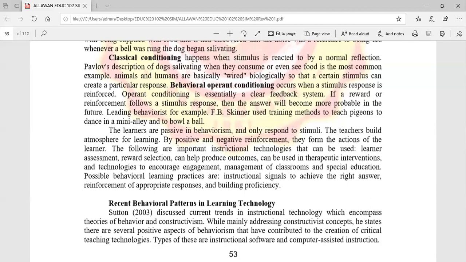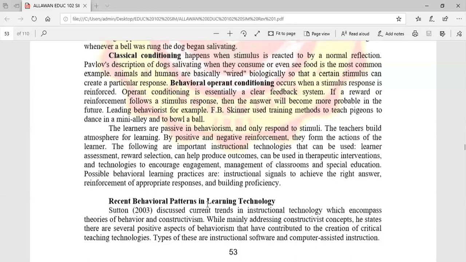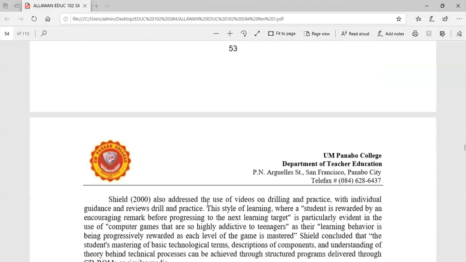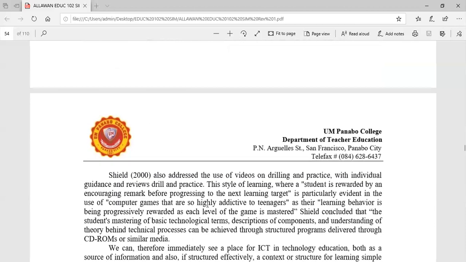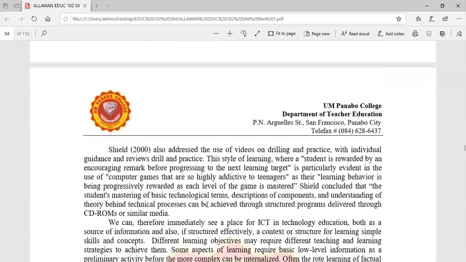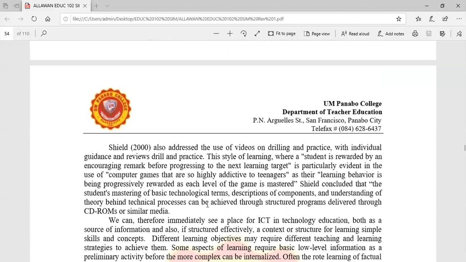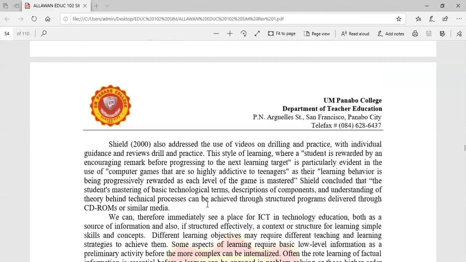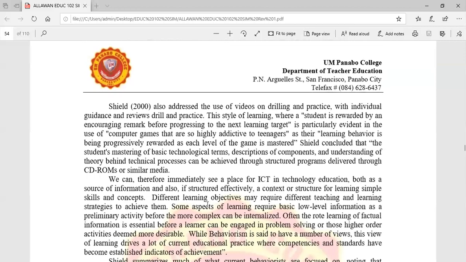Okay, so the types of this instructional software and computer assisted instruction, or the CAI, are used with this behavior. So the behavior of the student would also change when it comes to their learning environment. Also, Shield 2000 also addressed the use of the videos on the drilling and practice with the individual guidance and reviews, drill and practice. So the audio visual intelligence among the students is the target of the videos.